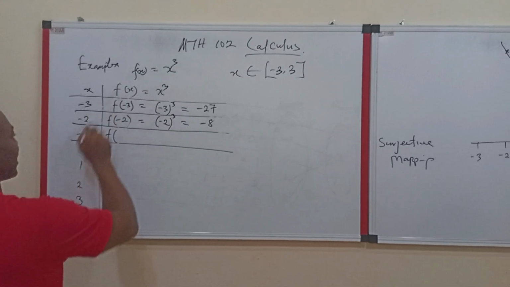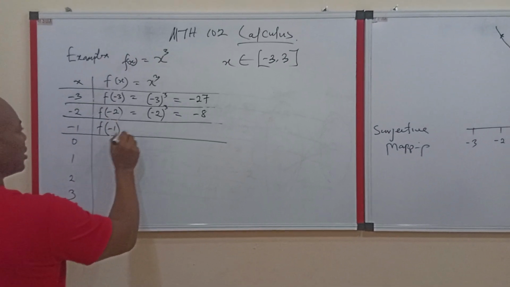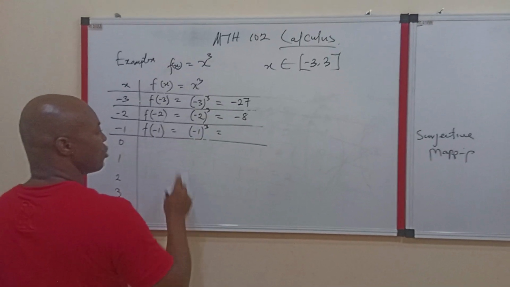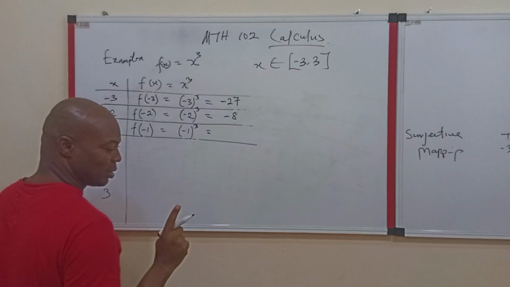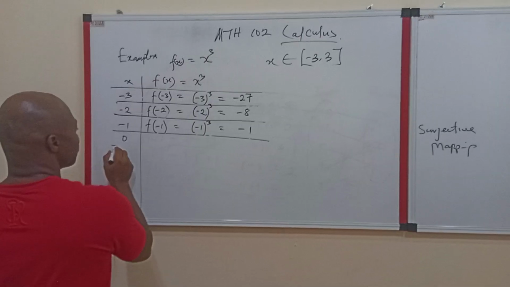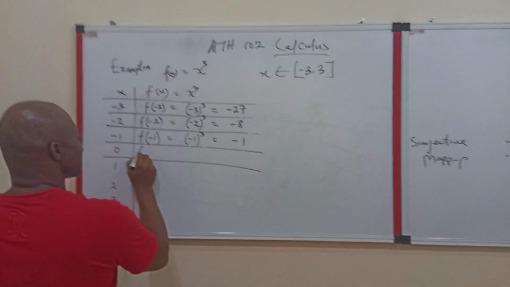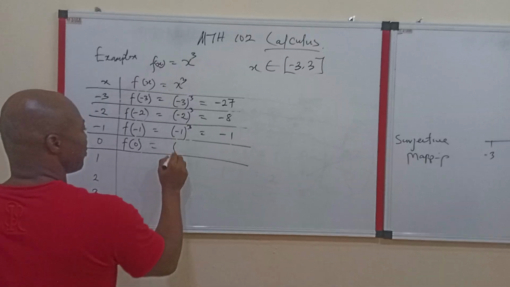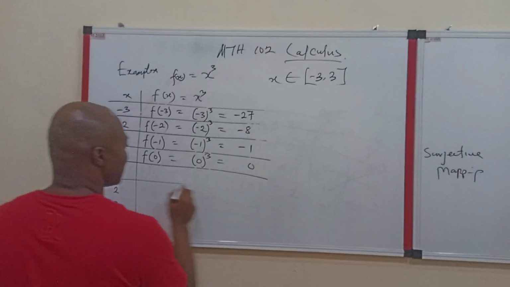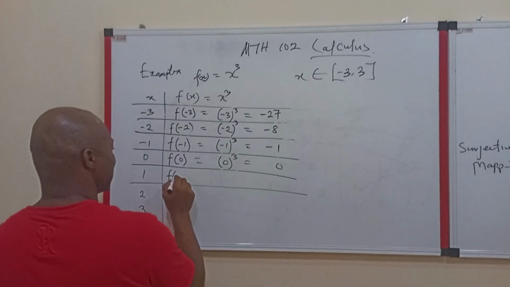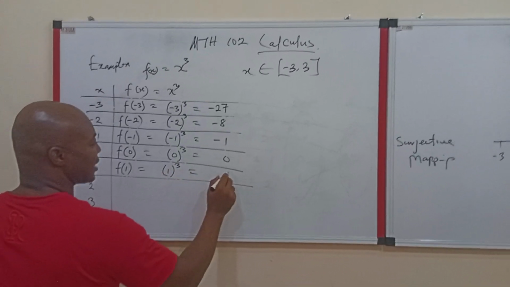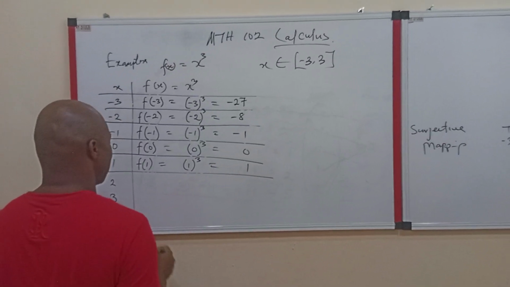So anywhere we see x, now with minus 1, that here will be minus 1 raised to power 3. If we do this, minus 1 times minus 1 will give you 1. That 1 times minus 1 again will give you minus 1. Now this one, 0. When x takes 0, what happens? 0 raised to power 3, everything will be 0. Then when you take 1, what happens? We have 1 raised to power 3, and the answer will be 1. 1 times 1, 1 times 1, is 1.